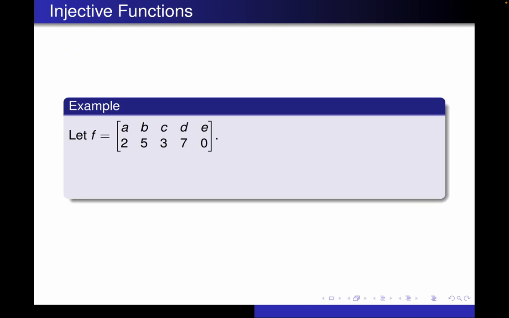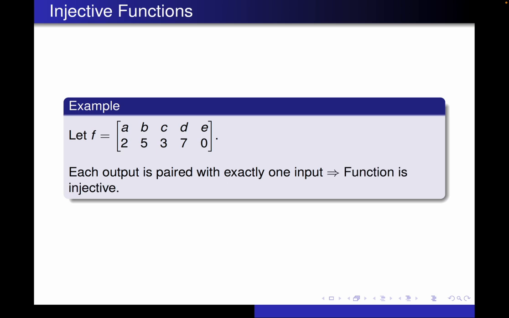Here's another example. Same inputs. The outputs are a little bit different. Notice that each output is paired with exactly one input. The output 2 only goes with A. The output 5 only goes with B. The output 3 only goes with C, etc. And that means the function is injective.